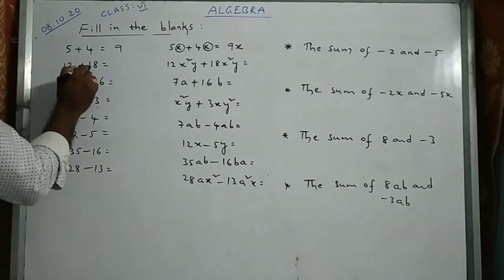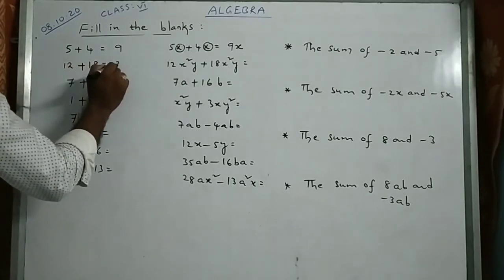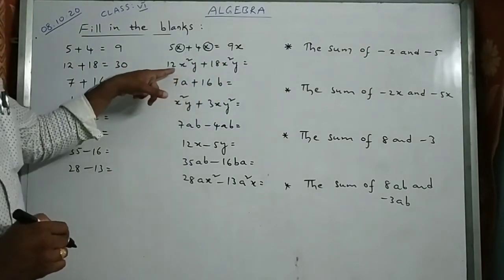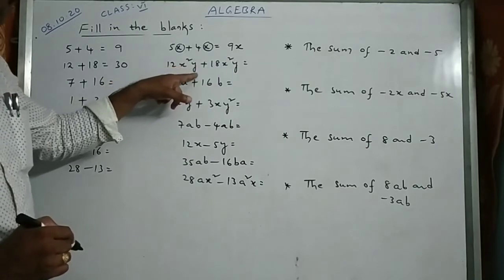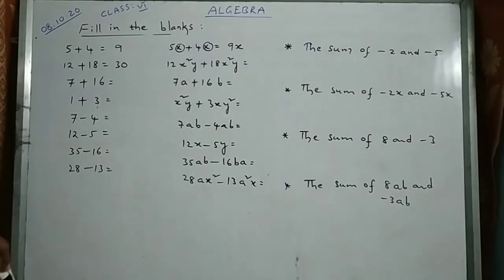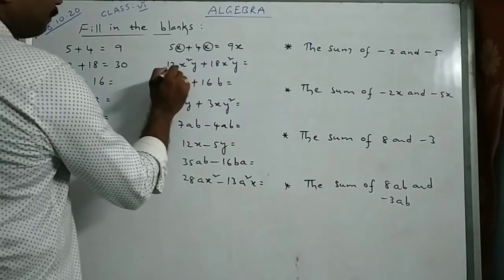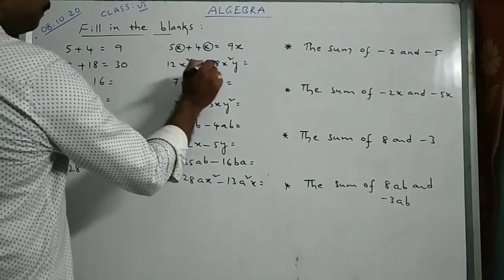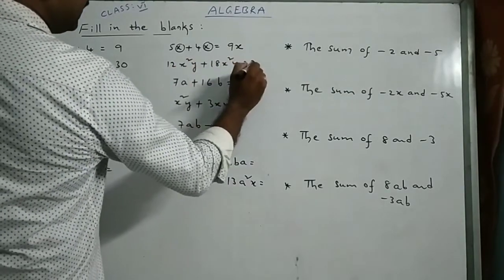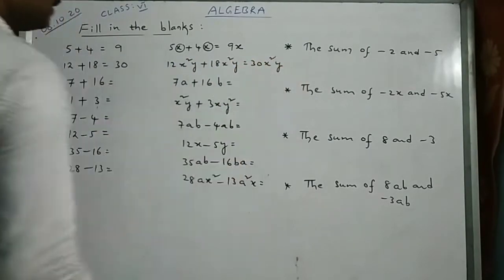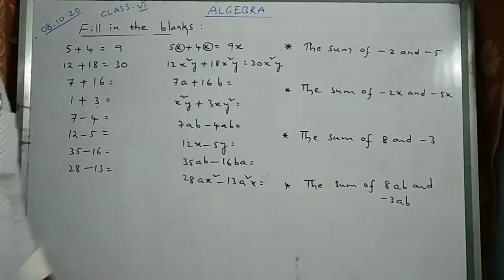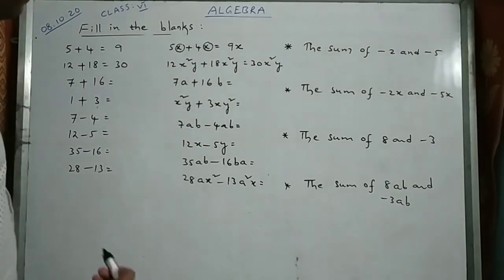Similarly, 12 plus 18. So it is both positive, so we can write 30 directly. Here, when it comes to algebra, 12x square y plus 18x square y. Like terms or not? Like terms, right? Because when we read x square y, the pronunciation is the same. So we say that 30x square y. 12x square y plus 18x square y together, 30x square y can be simplified.